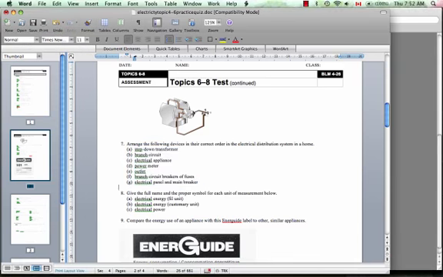Next, give the full name of the proper symbol for each. Electrical energy, that would be a watt. And electrical energy, joules per second, or electrical power is watt. Electrical energy is joules. And so that's how that works.